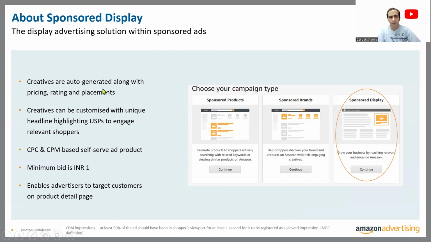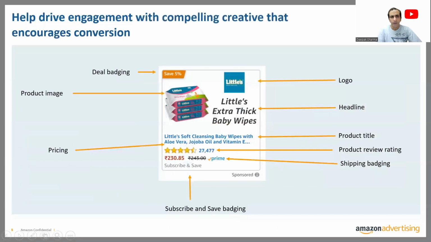The creatives are auto-generated, and can be customized with a unique headline highlighting the unique selling proposition to engage the relevant shoppers. You have the options of cost-per-click and cost-per-impression-based self-serve ads. There is a bidding process, and the minimum bid is ₹1. It enables advertisers to target customers on the product details page. Amazon ads help drive engagement with compelling creative that encourages conversion.